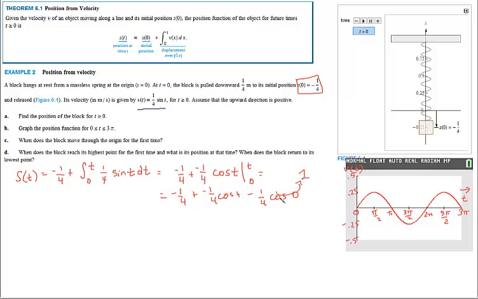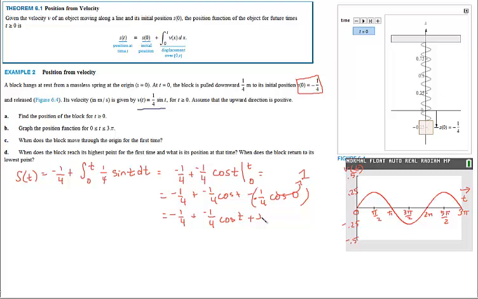So that's going to give me a -1. Oh, that's supposed to be minus. I was like, where is that? Somehow my sign got dropped. There you go. So -1/4 plus -1/4 cosine t.